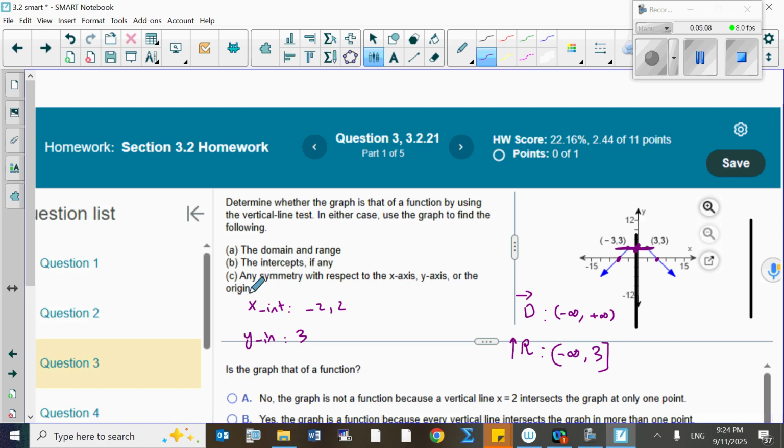Is there any symmetry with respect to the x-axis, y-axis, or origin here? Yes, I can see symmetry to the y-axis because any point on the left side of the y-axis has a mirror on the right side. So yes, there is a symmetry to the y-axis.